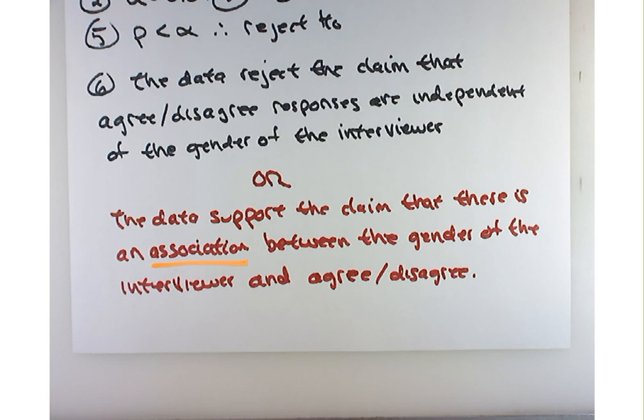So I was asked a question about this in my morning class, to describe a little bit more about association. And what I want to distinguish here is that association is not causation. It's not as if the gender, we can say, based on this analysis, it may be true, but we can't say that gender causes one response or another, agree or disagree.